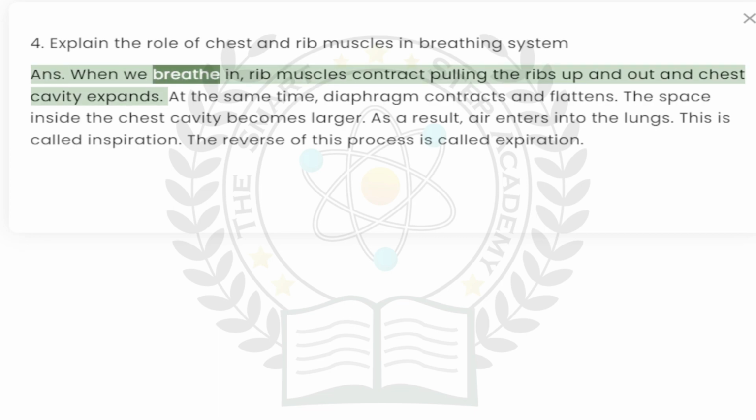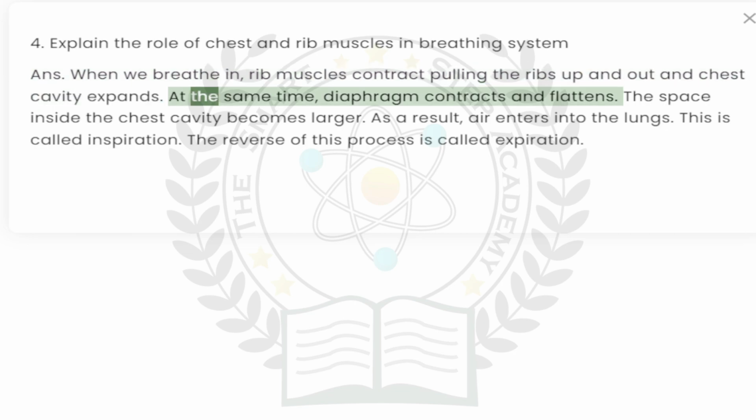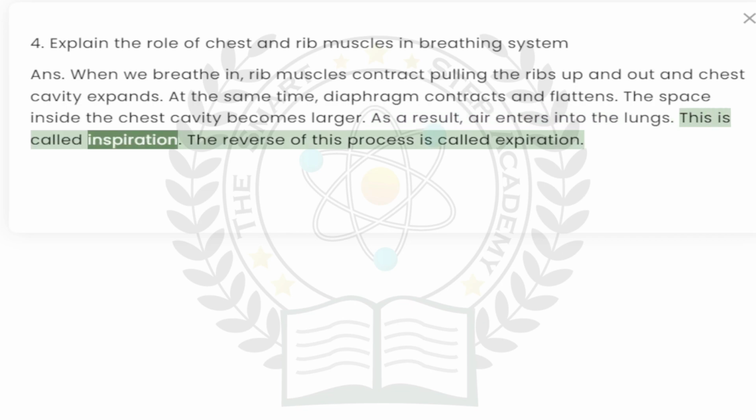ANS. When we breathe in, rib muscles contract, pulling the ribs up and out, and chest cavity expands. At the same time, diaphragm contracts and flattens. The space inside the chest cavity becomes larger. As a result, air enters into the lungs. This is called inspiration. The reverse of this process is called expiration.